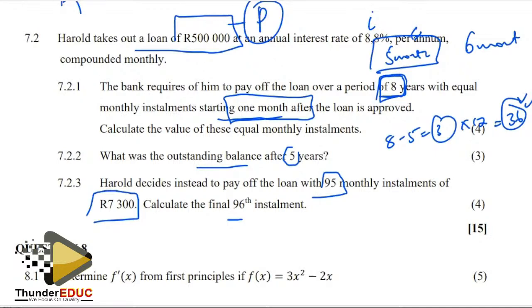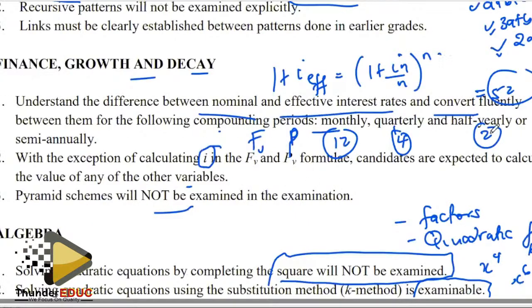Okay, so that is finance, and that's what we should expect. Plus minus 15 marks. If we can get 3/4 of them, well and good.